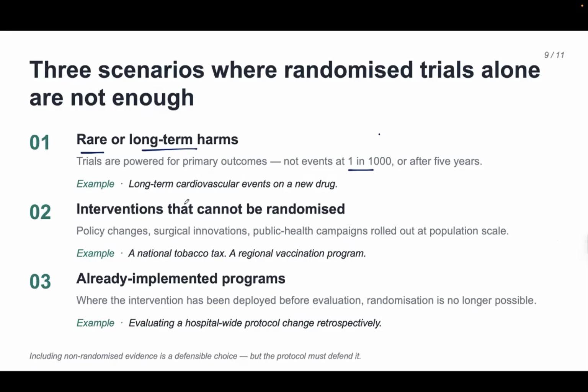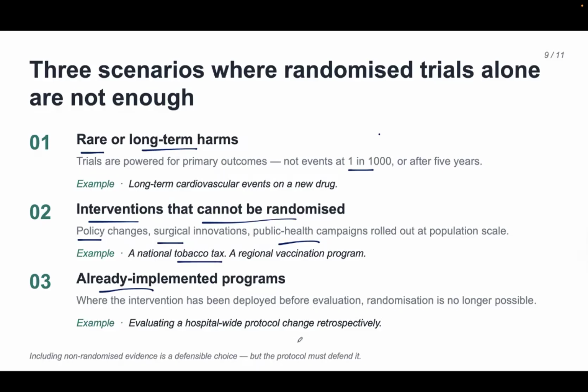The second case is interventions that cannot be randomized. Large-scale policy changes are one of the main examples. There could be surgical innovations, public health programs rolled out across populations. We cannot run a randomized trial of a national tobacco tax, for example. The third case is when the intervention has already been deployed. Hospital-wide protocol changes that happened 5 years ago. We cannot retroactively randomize the patients who were affected. Observational evidence is the best we have.